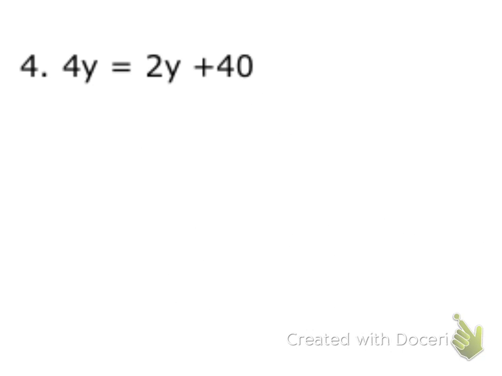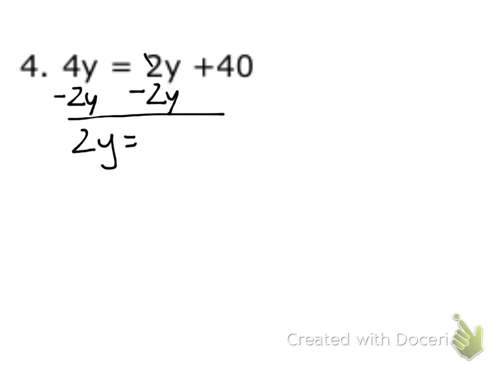For your next example, we're doing the same type of problem. I want to get all the y's to one side. This 2y is the one that I'm going to move first. It's being added to the 40 and it's positive, so I'm going to subtract it to the other side. When I do this calculation, 4y minus 2y is 2y, equals 0 plus 40.